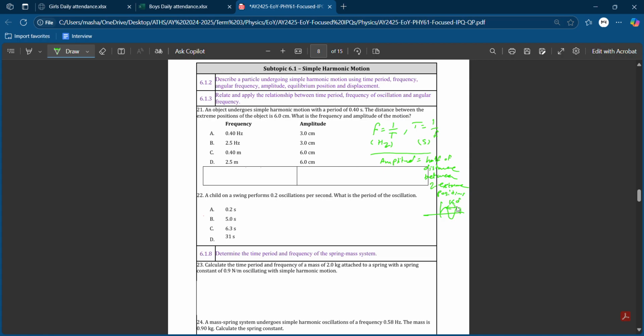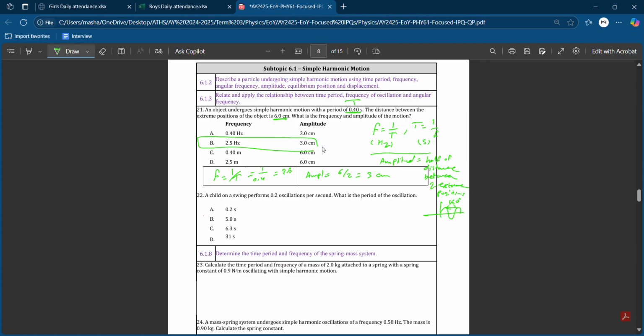Okay. So let's calculate the first part for question 21. An object undergoes simple harmonic motion with a period. He gave us T. The distance between the extreme positions is 6 centimeters. What is the frequency and amplitude? We know that F is equal to 1 over T, which is 1 over 0.4, so it will be 2.5 hertz. For amplitude it's 6 over 2, half the distance, which is 3 centimeters. So the answer is B.